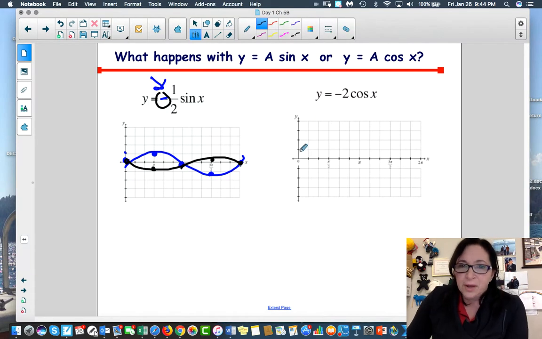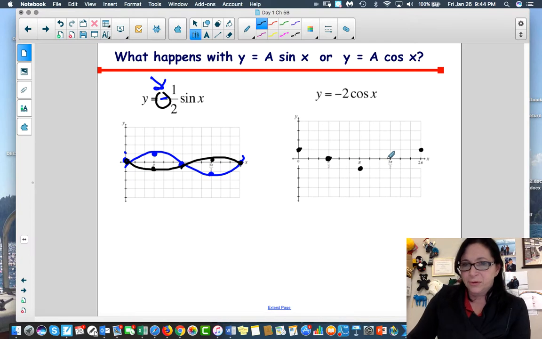Cosine graph. Cosine starts high, ends high. Halfway in between has a low point. Halfway in between that crosses 0. Halfway in between that crosses 0. So it's going to do this.